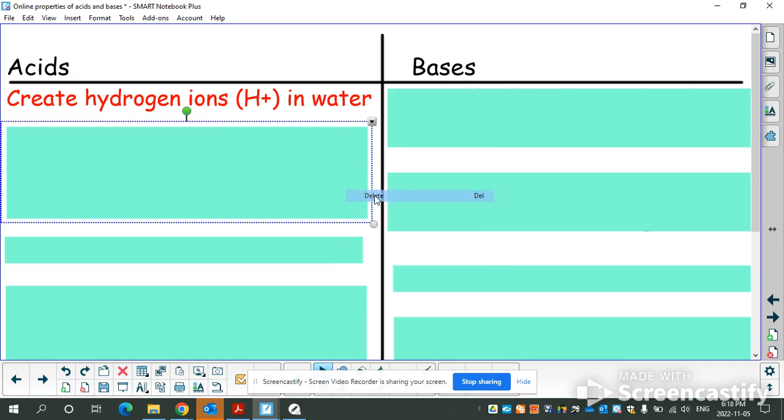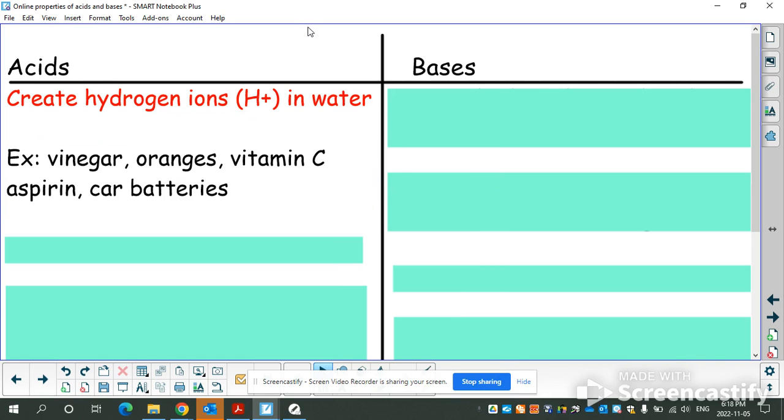When we look at the types of things that are acids: vinegar, oranges, vitamin C, aspirin, and we use acids in things like car batteries and other types of batteries. These acids would all be sour if you tasted them, like vinegar, but we don't taste a lot of acids because they can also be very corrosive.